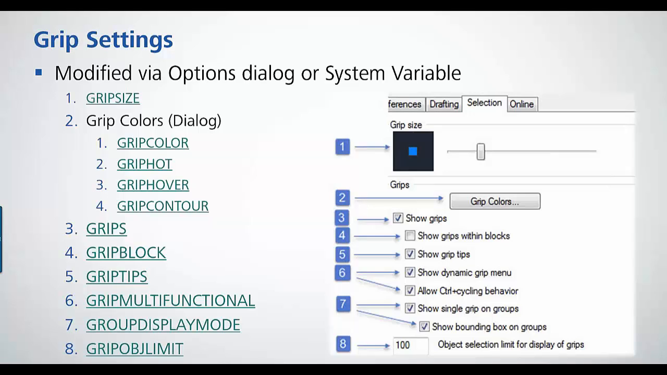There's an object selection limit for display of grips. So this is something you may want to be aware of. It is set for 100 grips to appear at the most on an object. You may have a rather large selection set, and all of a sudden you have 1,000 grips. That may actually hinder performance a little bit, or it may not, depending on your system. But by default, it's set to 100. You can certainly change this value to a higher or lesser number if you choose. I don't see any reason to change it to a lesser, but maybe to a higher number if you're working in a complex drawing and you need to see those grips for some reason.